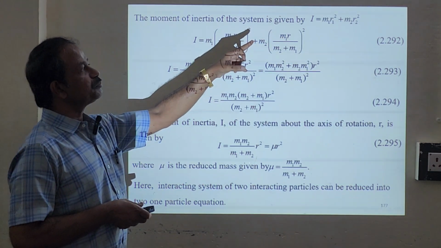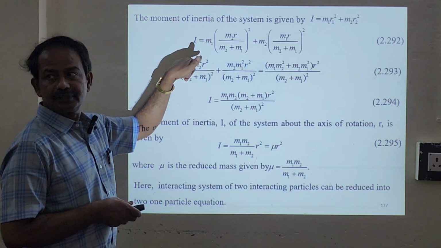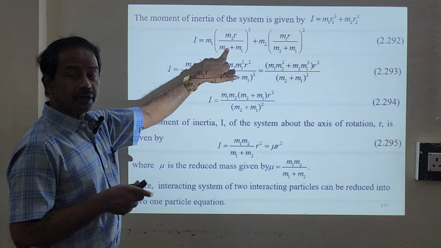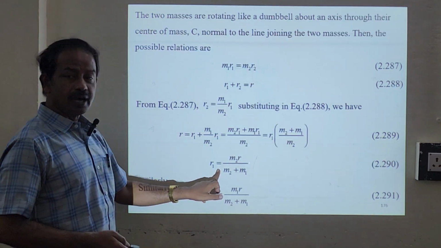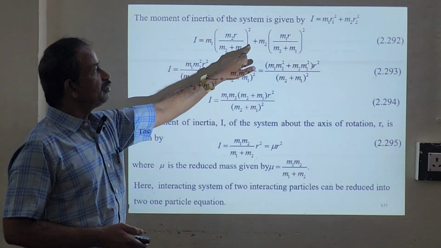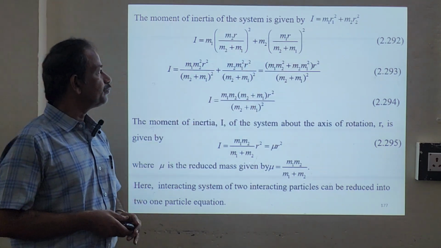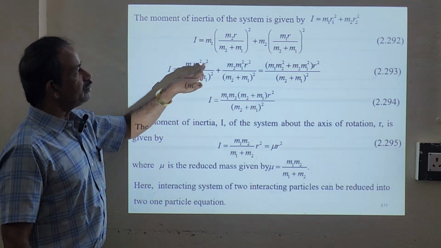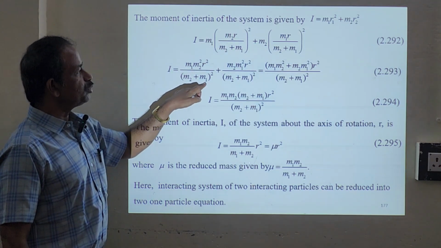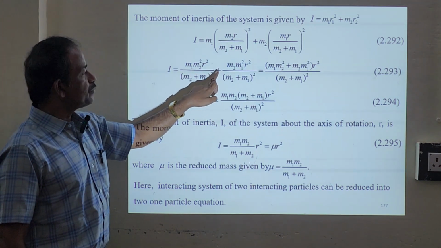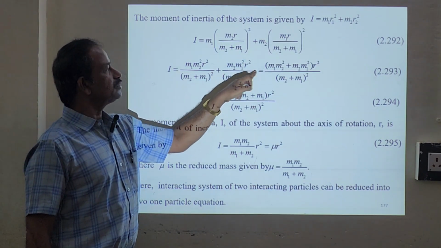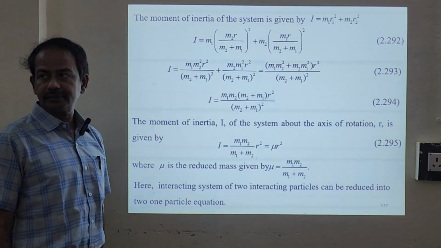Okay, we have already got the expressions for r1 and r2. Substitute in this expression. So I equals m1 r1 squared, okay, this is your r1 squared, plus m2 r2 squared. So just to square it, we have m1 m2 squared r squared divided by m2 plus m1 whole square, plus m2 m1 squared r squared divided by m2 plus m1 whole square.